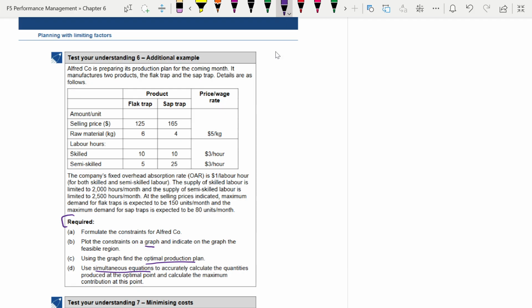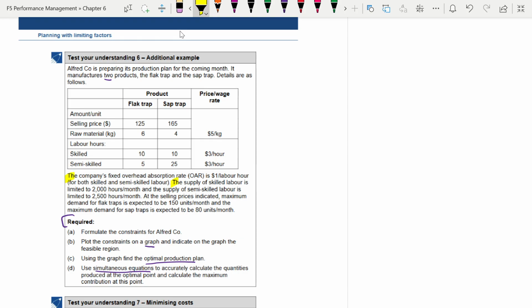They have given, Alfred preparing a production plan for the coming month. Two products are there, FLAC and SAP. They have given selling price, material, labor, skilled labor and unskilled labor. Okay, the company fixed overheads absorption rate is 1 per hour. Divide the sentences, it will be easy for you.